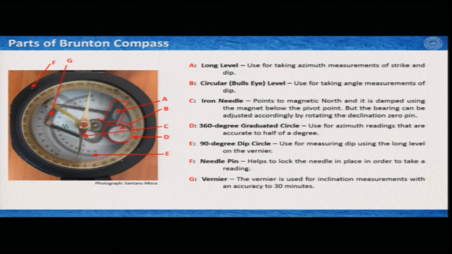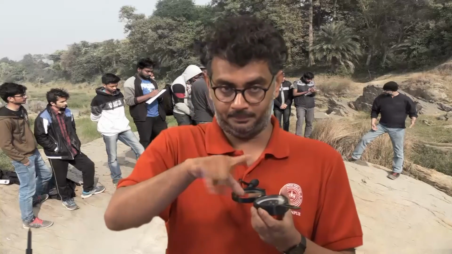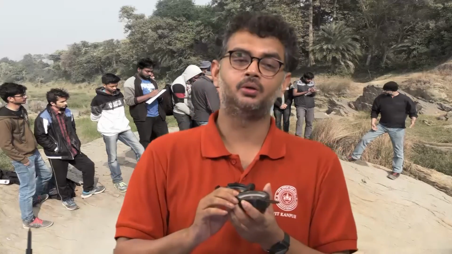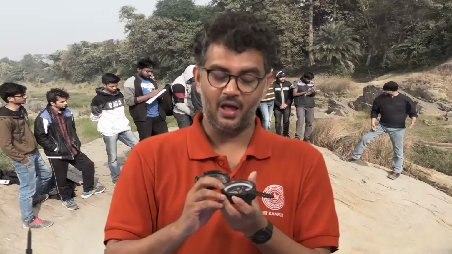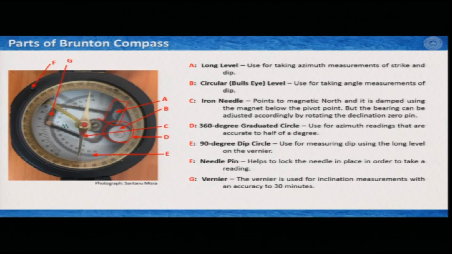There are some other features, like when you keep it horizontal, this needle generally swings. So, to make quick measurements, you have a little pin here. With this pin, you can freeze this needle when it oscillates extremely less.